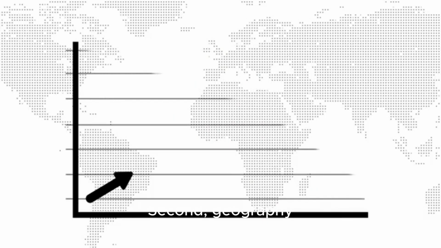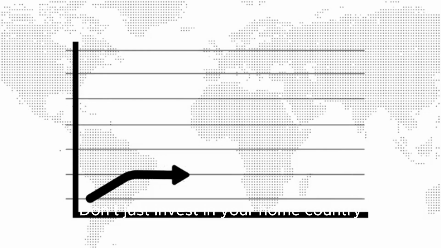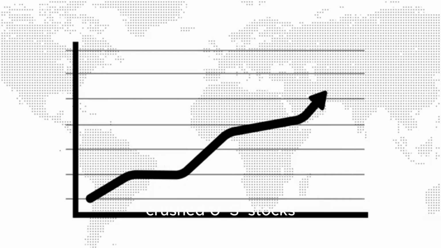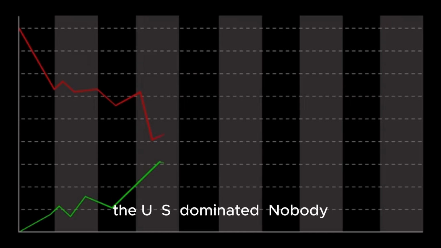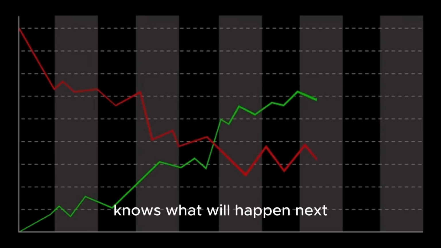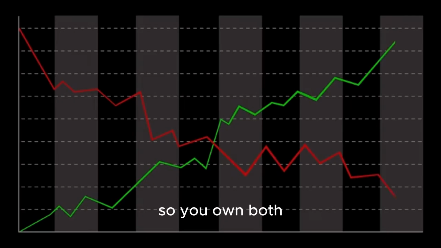Second, geography. Don't just invest in your home country. From 2000 to 2010, international stocks crushed U.S. stocks. From 2010 to 2024, the US dominated. Nobody knows what will happen next, so you own both.